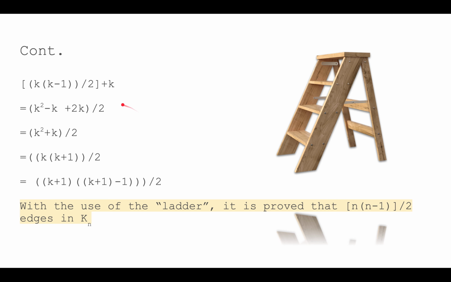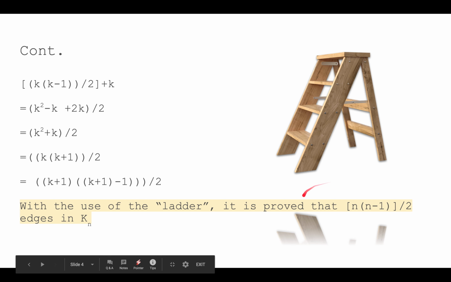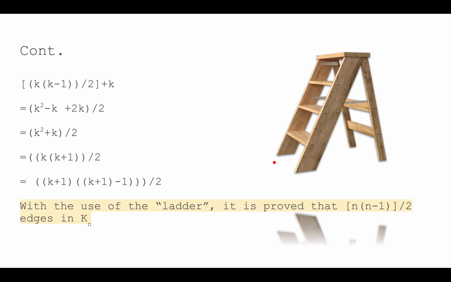Which again, this is the ladder method, which is ironic because the ladders go up, but we're actually going down. But we get k times (k plus 1) over 2, which equals (k plus 1) times ((k plus 1) minus 1) over 2. Like I said, n is equal to k plus 1.